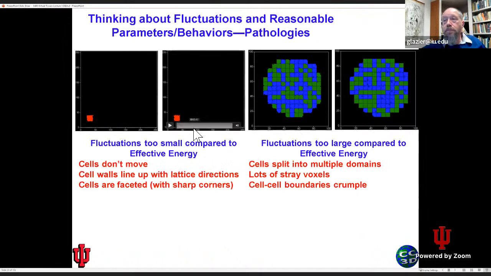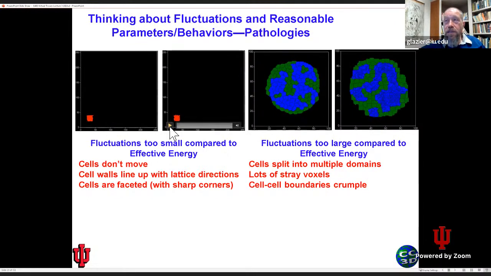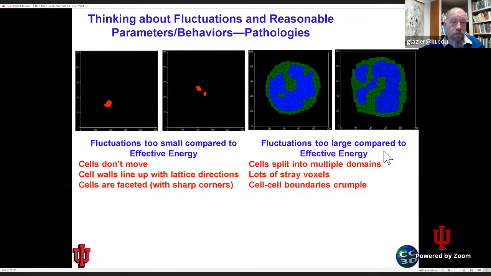Okay. If the fluctuations are too small compared to the effective energies, cells won't move. Cells will line up with the lattice directions, and you'll see facets, these corners. If the fluctuations are too big compared to the effective energies, cells will split into multiple domains. You'll see lots of stray voxels, and you'll see the crumpling of boundaries. And so we can have a little bit of a list of pathologies, and each one of those pathologies will correspond to whether the fluctuations are too big or too small.